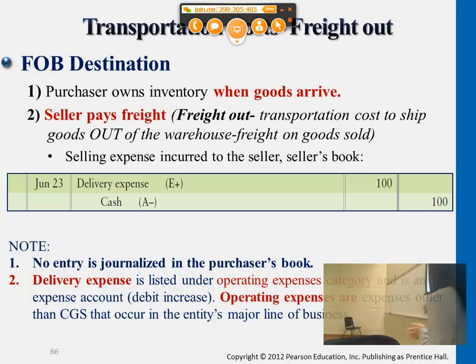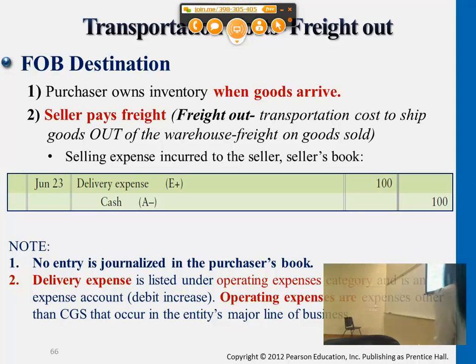For most of the problems you see, it will be FOB shipping point, meaning the customer, the purchaser, will be paying the freight charge. But in case the problem states that the shipping term is FOB destination, then the seller will be the party paying the freight charges, and they have the title of the goods all throughout the transportation process until it reaches the customer's home or the customer's company. Then the title of the goods transfers to the customer.